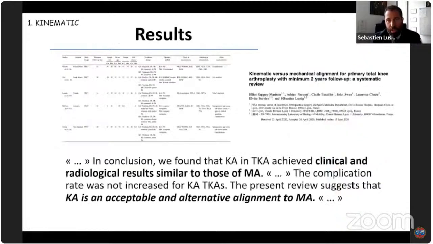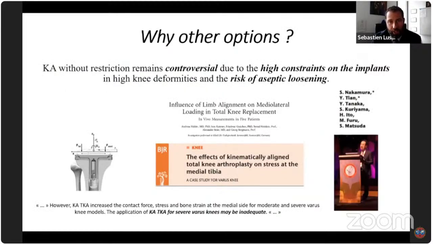Many papers have been published, and short-term outcomes are at least equivalent to mechanical alignment, so it's not detrimental. We now have 10-year data. But why do you have other options to consider? Number one, because when you look at the residual varus, we know that you increase the load, and a lot of surgeons are afraid of maintaining too much varus, especially in the tibia, and the potential consequences.